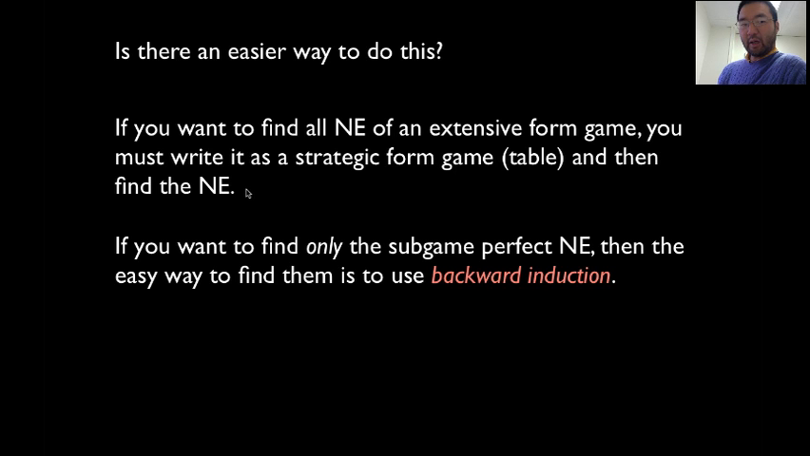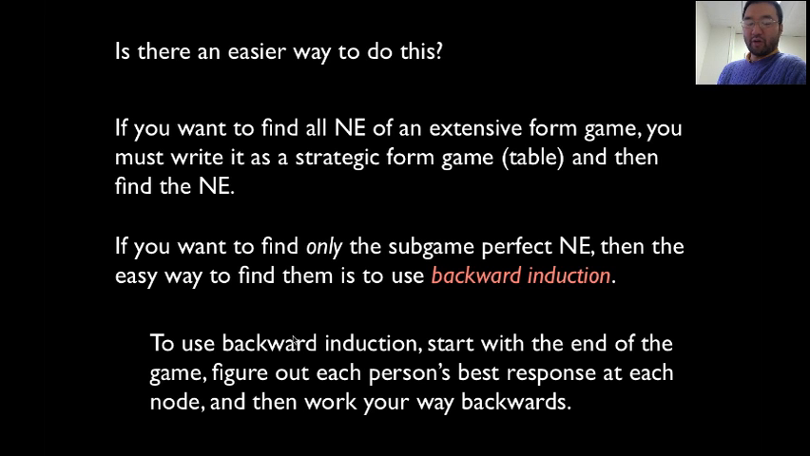However, if you want to find only the subgame perfect Nash equilibria, in other words, you think that people cannot play non-credible threats, that people are just going to play credible threats, then the easy and fast way to find them is to use so-called backward induction. This is the third point we're going to talk about. What is backward induction?